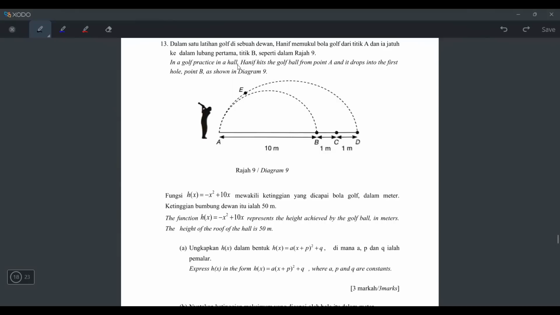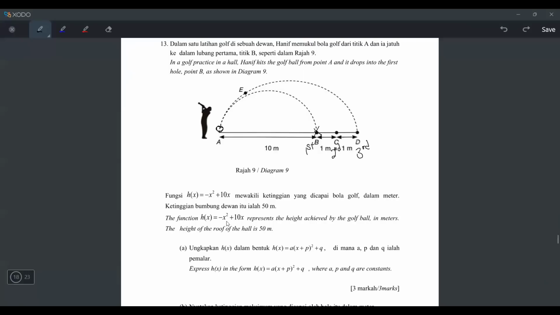Okay, in a golf practice in a hall, Hanif hits the golf ball from point A. So I can say that the ball is here, point A, and this Hanif guy, he will hit the ball. And it drops into the first hole, point B. So let's call this the first hole. And then I assume this is the second hole, this is the third hole. And then they say as shown in diagram 9. We can see that the distance from the ball to the first hole is 10 meters. Okay, let's read.